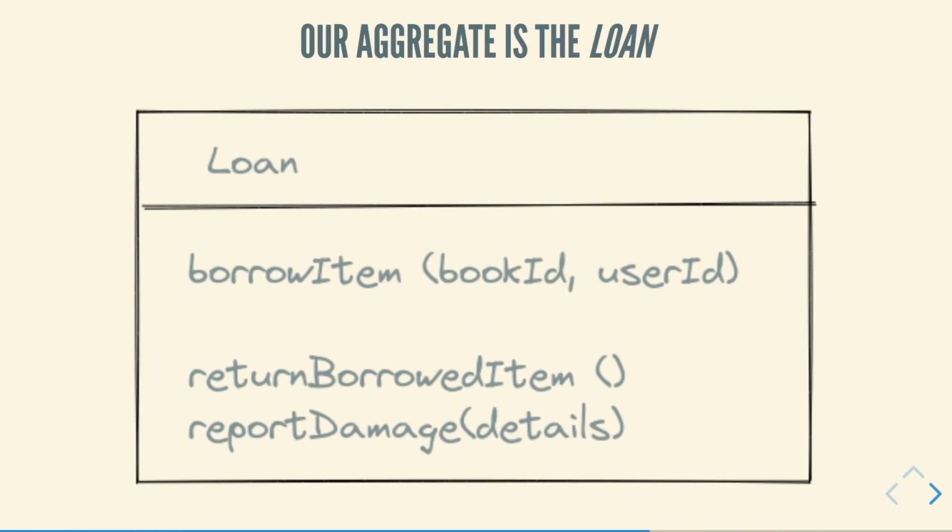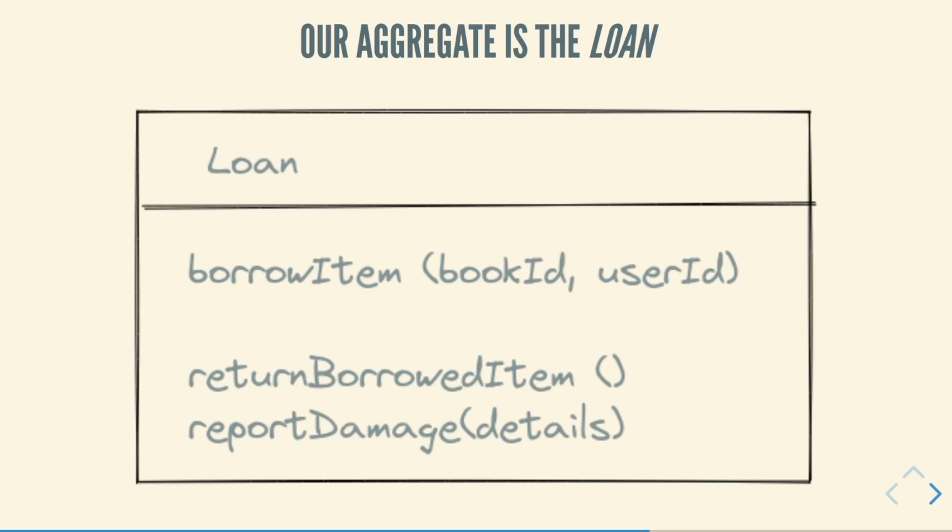Pragmatically, it makes more sense to choose the loan as the aggregate. What operations does a loan have? Well, I can start a loan, I can return a loaned item, I can report that my dog has eaten the book, and that's it. So the loan contains all the information I need in order to make a decision. Was this book returned on time?